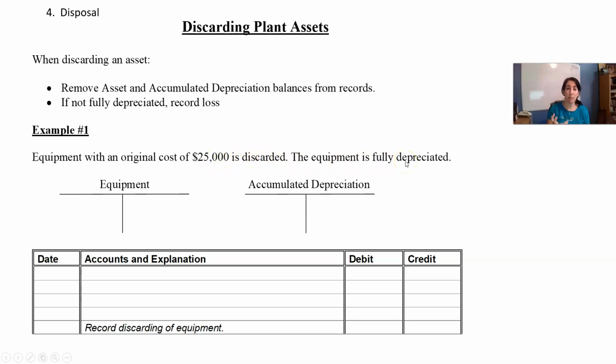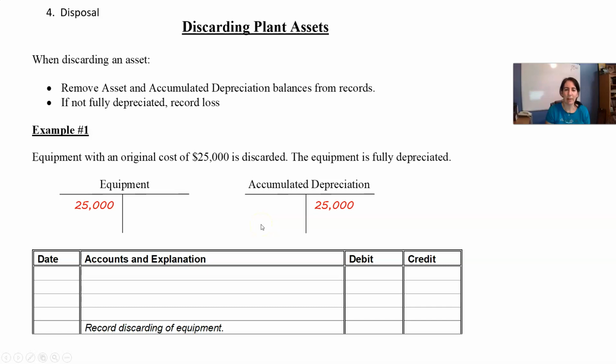So we had a piece of equipment we bought whenever for $25,000, and we have used it, and it has no residual value, and we're done. We've depreciated its entire life. We have no need for it anymore. So let's put that in the T account, because I think it's easier to see. This is what it looks like right now. Net book value, 0, right?